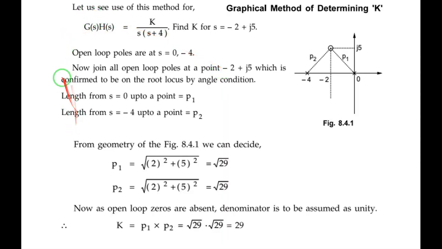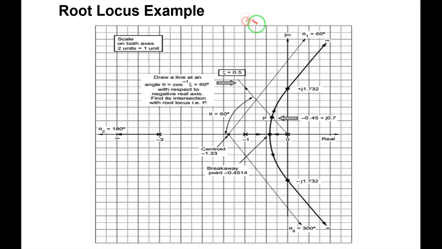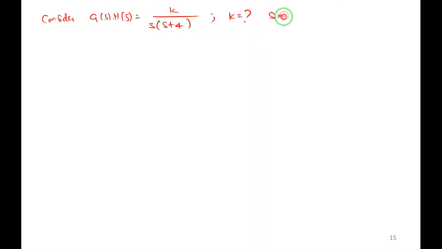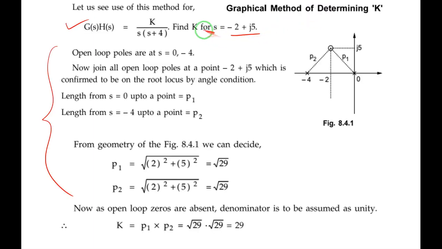Okay. We will solve this example. The solution is there, but I will not have a look at it. Consider G(s) H(s) is equal to k divided by s into (s plus 4). Is it fine? Find k. Yes, we have to find k. What is k for s equal to minus 2 plus j5? We want to find out the value of k for s equal to minus 2 plus j5.